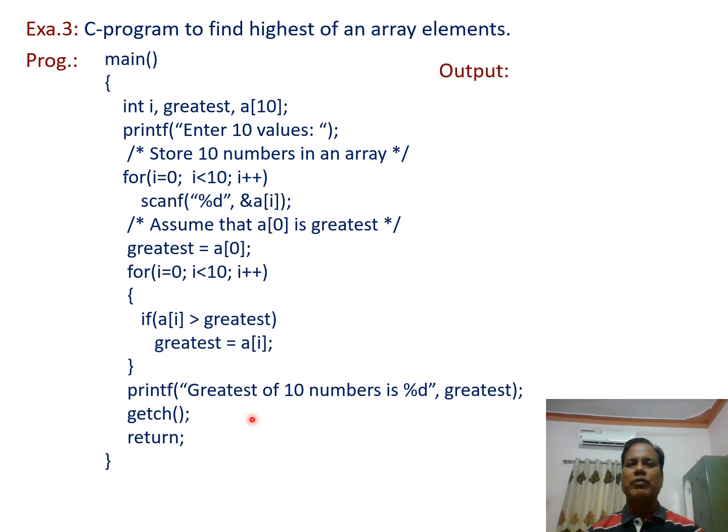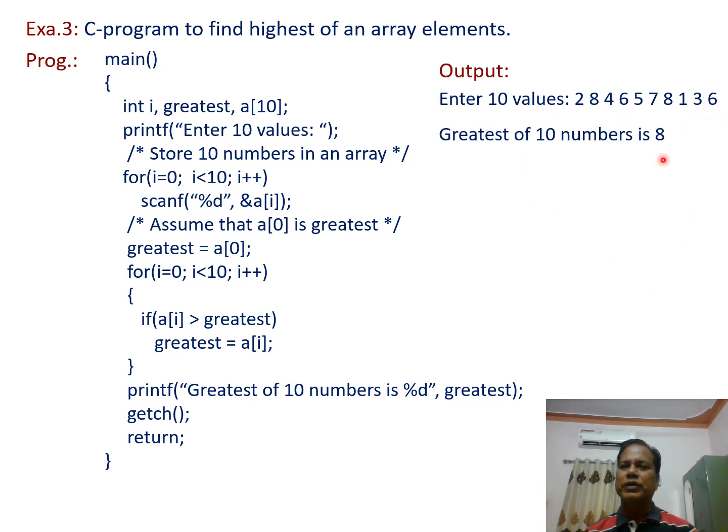Whenever we run the program, first we see the output like this one, enter 10 values, and if we enter these values like this one, the greatest value is going to be 8. So greatest of 10 numbers is 8.